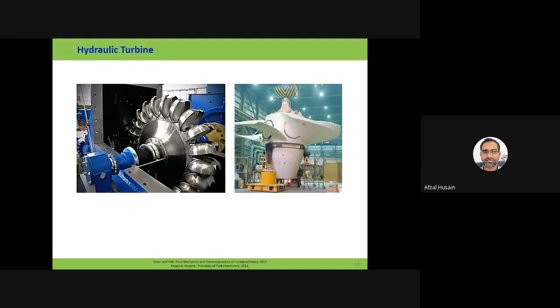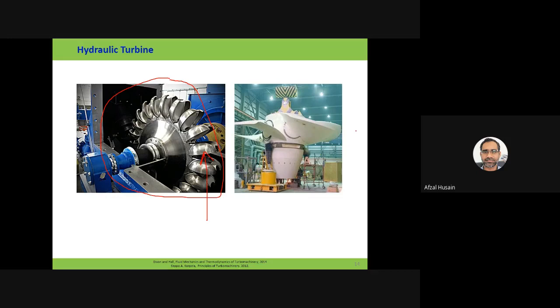And these are the hydraulic turbines. So this is basically the Pelton turbine. And you can see what kind of blades are here. When the jet strikes these blades, it moves and is connected with the generator, so the power production takes place. And this is the Kaplan turbine, and you see how big it is.